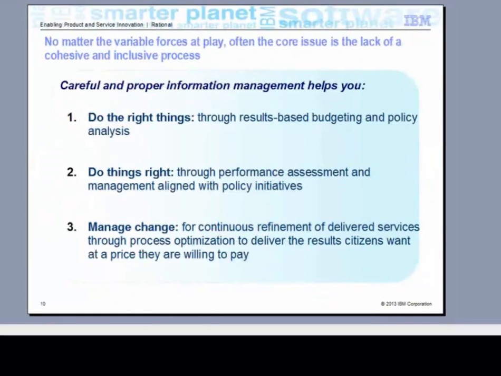So going to the next slide, we'll summarize that policy planning and budgeting requires a process and supporting information to address three fundamental concerns. First, you need to determine that you are doing the highest priority things that you need to do in terms of the services that you provide to address citizens' needs.